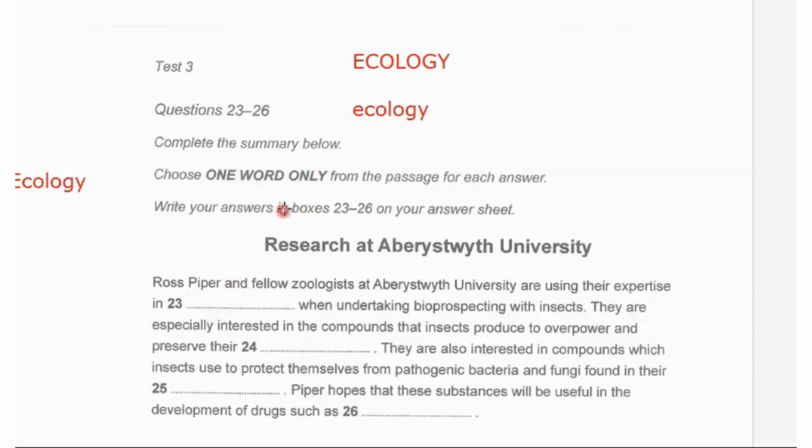So it's either you write small letters, ecology, or you just write everything in capital. That's it. That's how you do your work, the ideal way to write your answers when it comes to gap filling questions like this. All right, let me move on. So ecology is my answer for number 23. Okay?